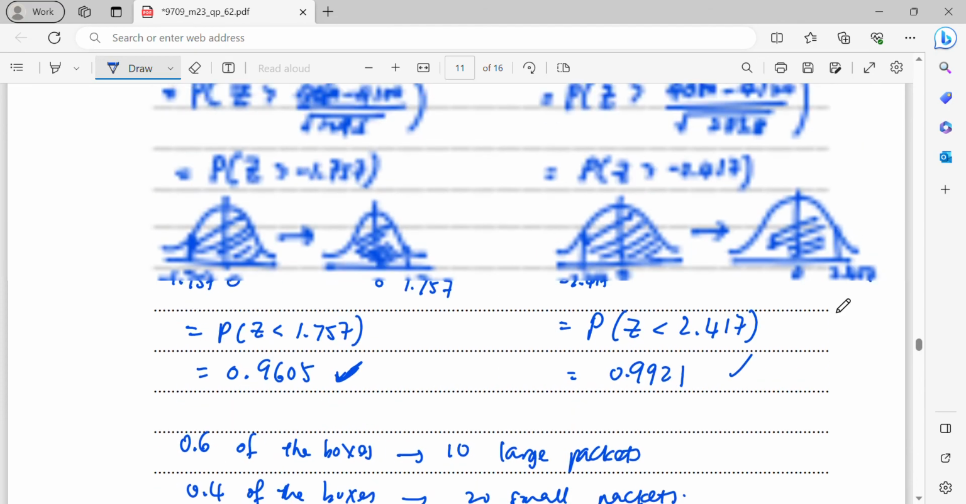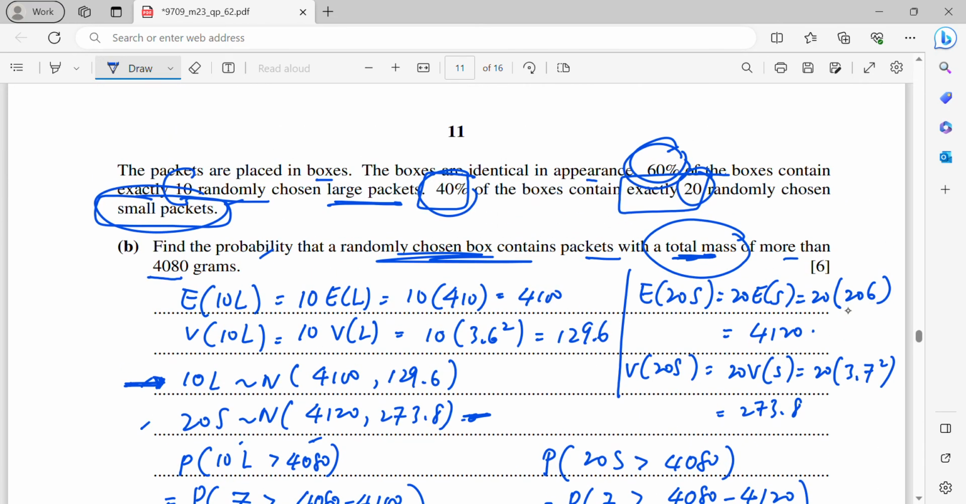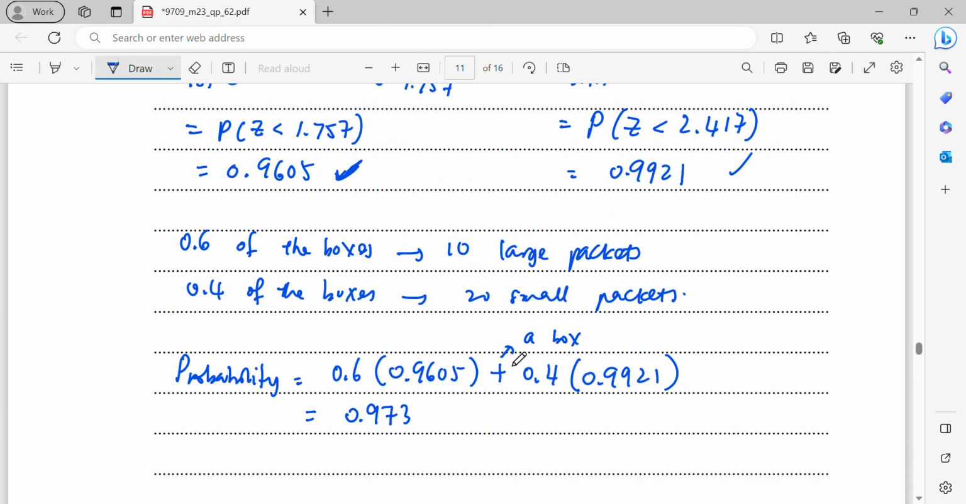I use a plus here because of a box, right? A box is chosen. So you look at the question over here, a randomly chosen box, right? So the box can be containing the 10 large packets or 20 small packets. That's why all means plus. Okay, so that's the explanation for this question.